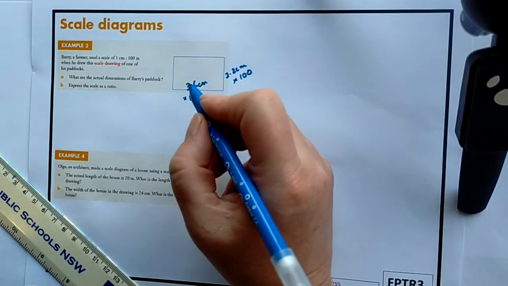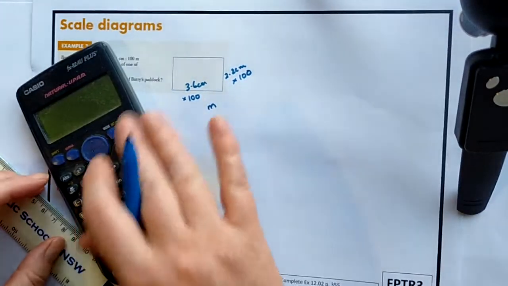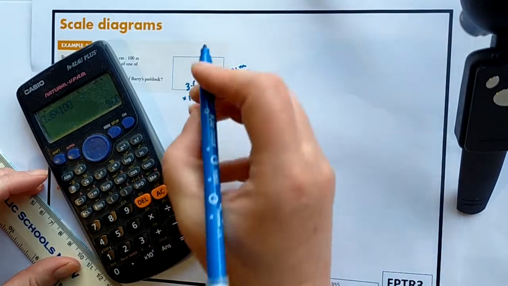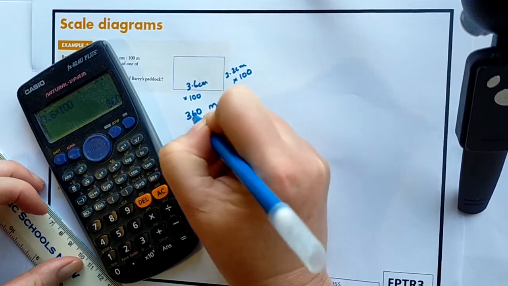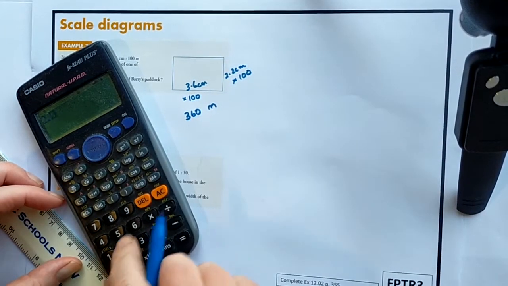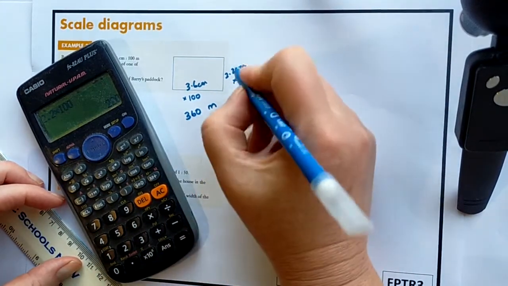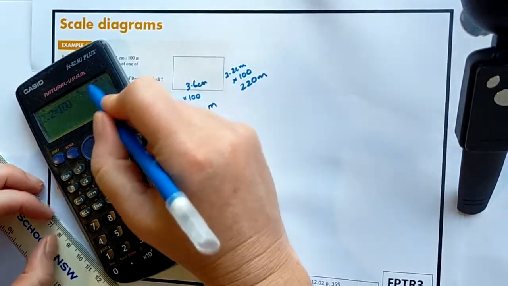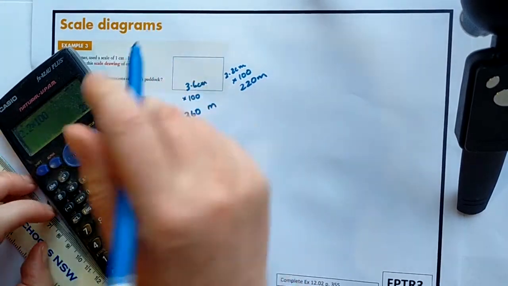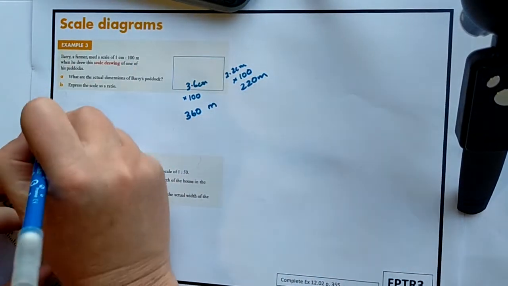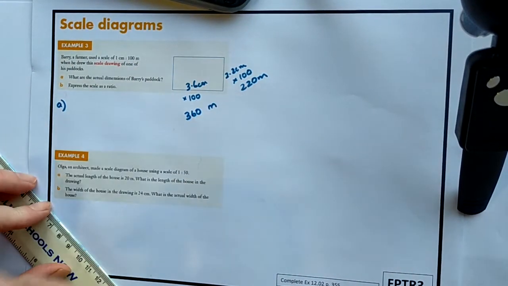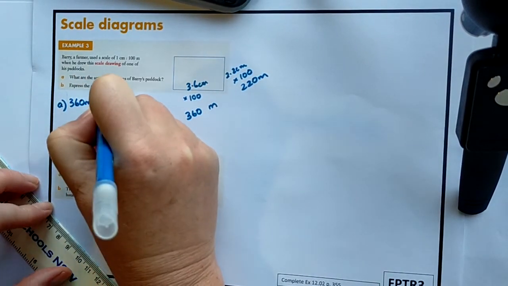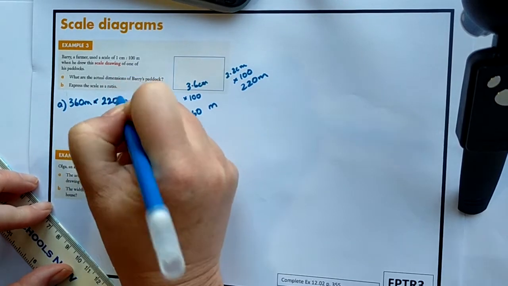So grab your calculator and do 3.6 times 100, and you're going to get 360 metres. And 2.2 times 100, we're going to get 220 metres, because every centimetre was 100 metres. So your answer for A is 360 metres by 220 metres.